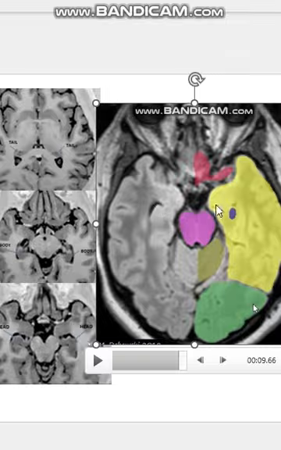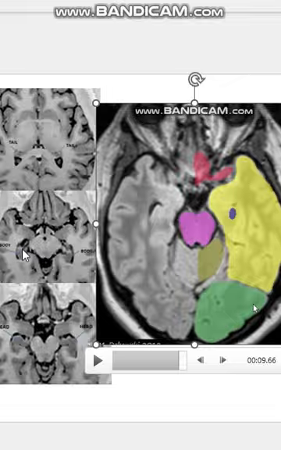If you draw a line between the temporal horns of the lateral ventricles, this part will be amygdaloid, and this part will be head of the hippocampus. After the head and the amygdaloid parts will come the body of the hippocampus.